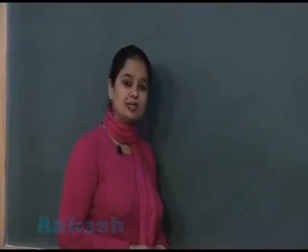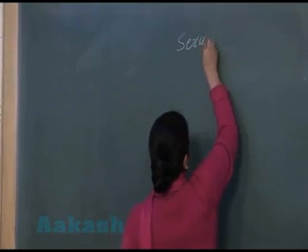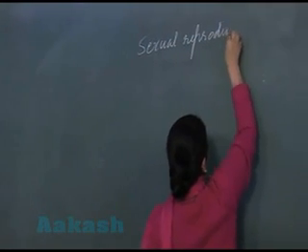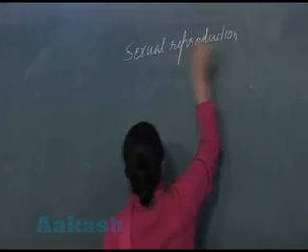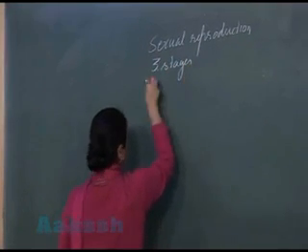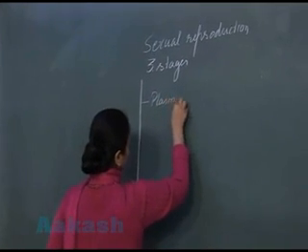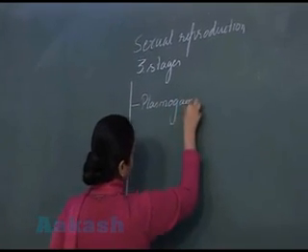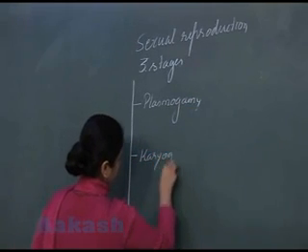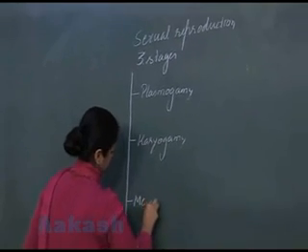So now starting with the sexual reproduction in fungi. Sexual reproduction in fungi involves 3 stages, that is plasmogamy, karyogamy, and meiosis.